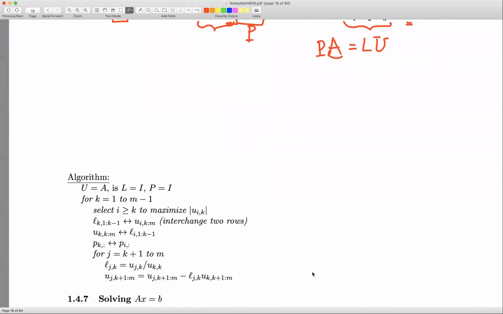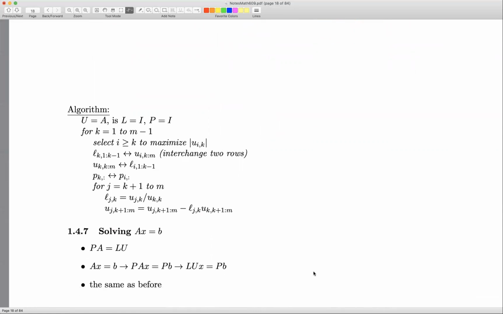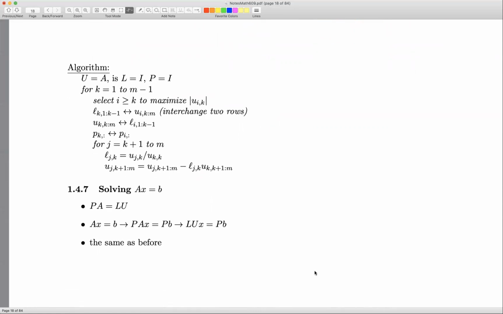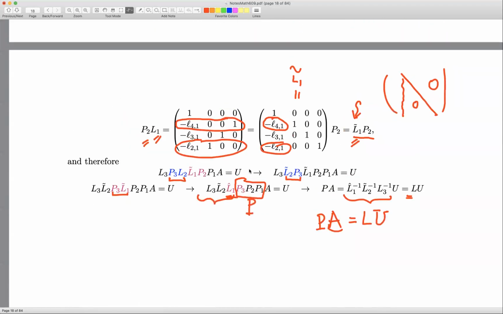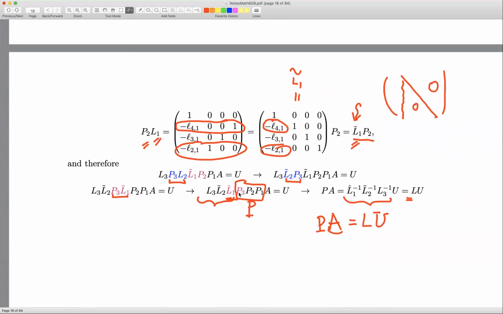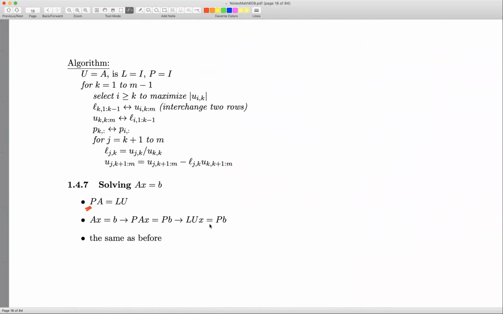Here I just wrote the algorithm, which is the same as the Gauss elimination algorithm with the added part that we interchange the rows. And how do we then solve the system AX is equal to B? First, we look at the LU factorization for the matrix PA. We see that during the Gauss elimination, we also construct the matrix P, which is the product of all these permutation matrices. So P will be known, L will be known, and U will be known.